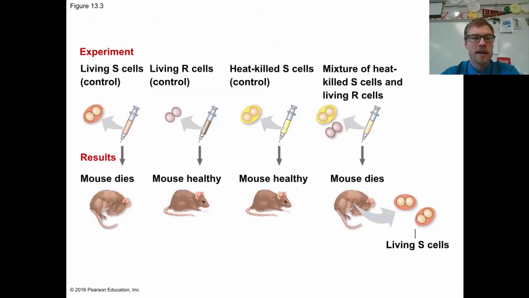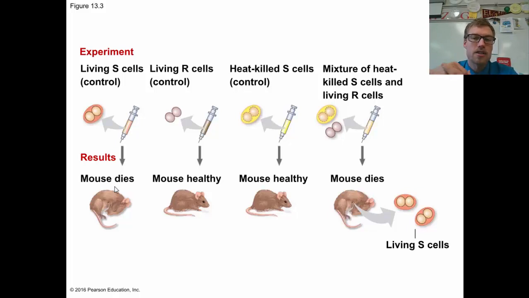So again, the way that the experiment worked, he took living cells that were pathogenic, which are the S strain, and gave them to the mice, and the mice died. He then took living R cells, which are the non-pathogenic ones, the harmless ones, injected it into the mice, and the mice lived. Then he took heat-killed S cells and injected them into the mice, and when he did that, the mouse was able to live.